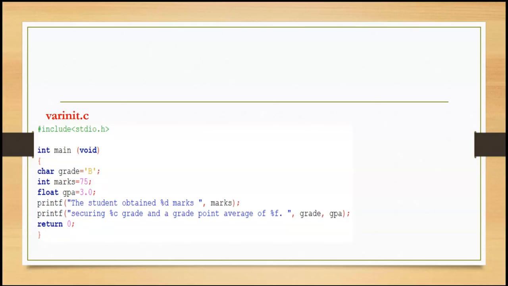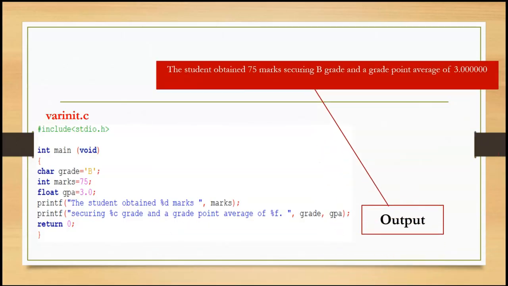When we build and run this program, the program prints "The student obtained 75 marks, securing B grade and a grade point average of 3.0". You can control the number of digits you want to print after the decimal point by specifying them in the format specifier %f. For example, if you write %.1f, then only one digit will be printed after the decimal point, and it will simply print grade point average of 3.0. Okay, so instead of printing 6 zeros, it will only print 1 zero after the decimal point.